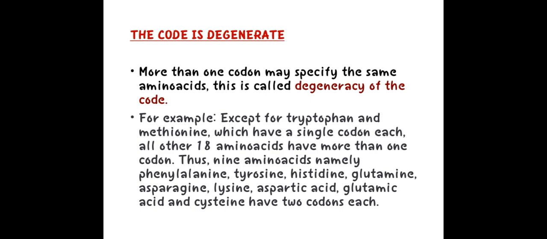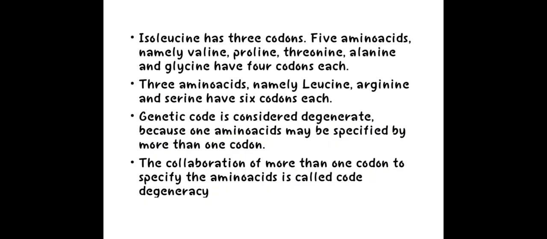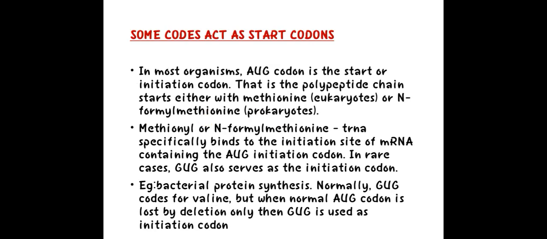The code is degenerate. More than one codon may specify the same amino acid, which is called degeneracy of the code. For example, except for tryptophan and methionine, which have a single codon each, all other 18 amino acids have more than one codon. These 9 amino acids, namely phenylalanine, tyrosine, histidine, glutamine, etc., have 2 codons. Isoleucine has 3 codons. The genetic code is considered degenerate because one amino acid may be specified by more than one codon. The collaboration of more than one codon to specify the amino acids is called code degeneracy.